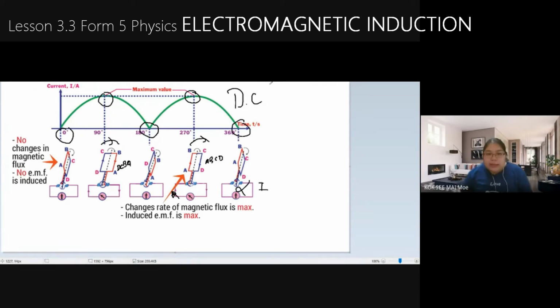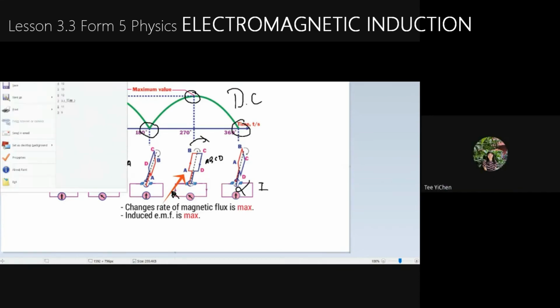Okay, DC induced current. After we finish, I need to go to the last part. There's an AC generator. Just now was DC, right? So that's why you see the graph always above. Now what I want to show is AC. Okay, let's see the AC.